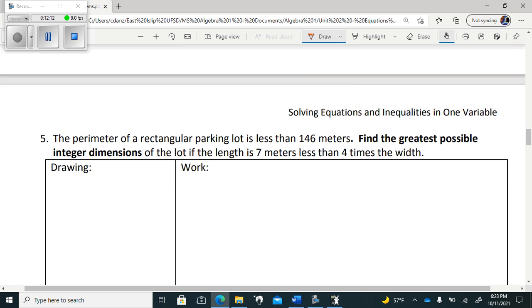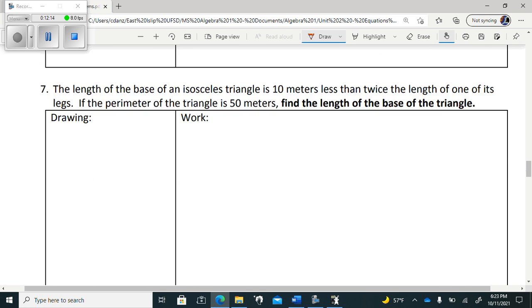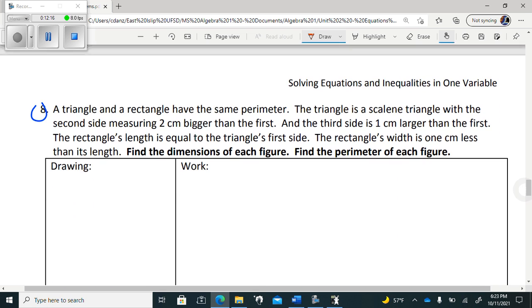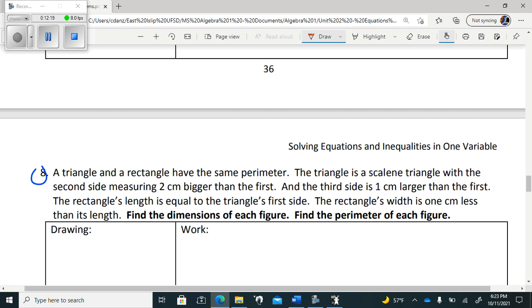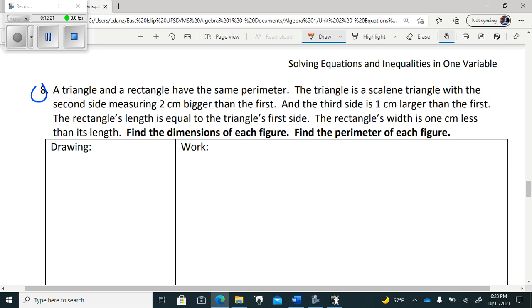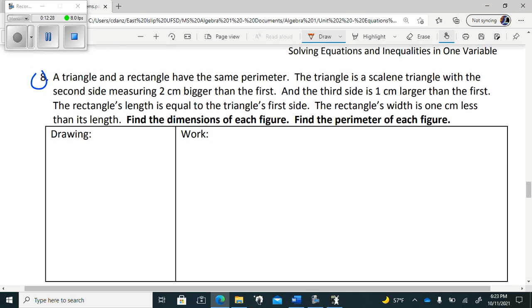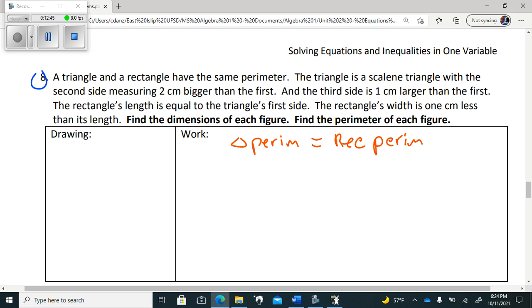And now I'm going to skip to number 8. I really like this question a lot, actually. So a triangle and a rectangle have the same perimeter. So I'm just going to make myself a note. I want to do triangle perimeter equal to rectangle perimeter. Like that's how my equation is going to be.